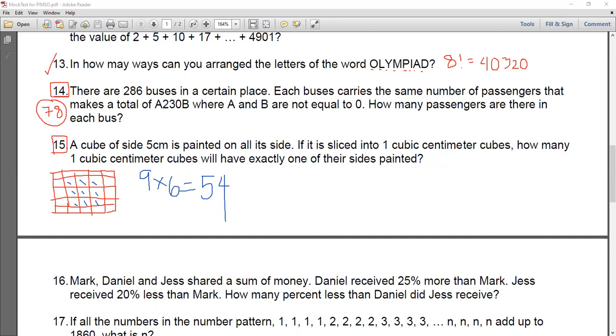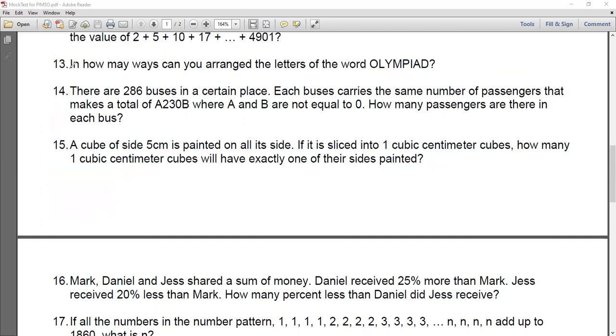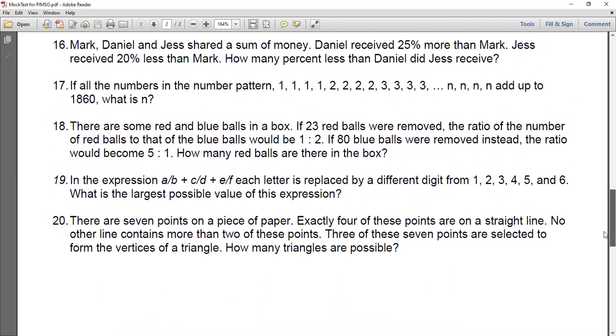Okay. Next, number 16. So 16, 17, 18, 19, 20, and number 3 na lang yung in-explain ko. Okay. Number 16.